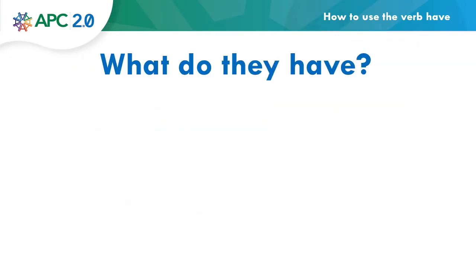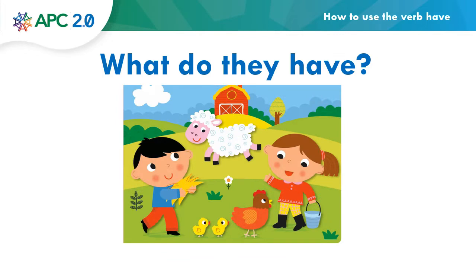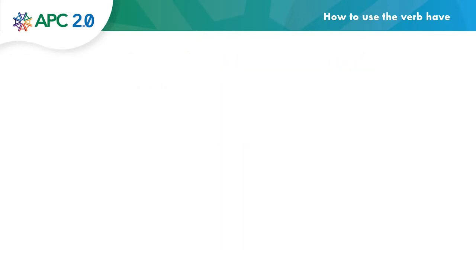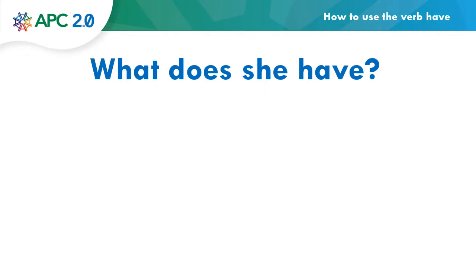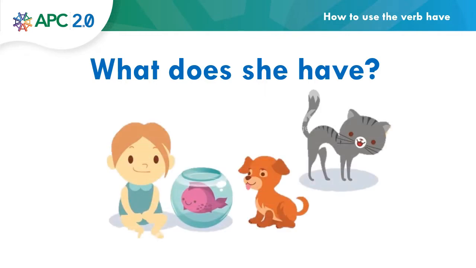What do they have? They have a sheep, a hen, and 2 chicks. What does she have? She has a purple fish, a brown dog, and a gray cat.